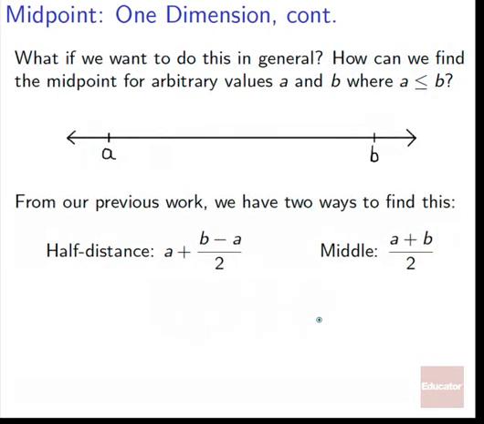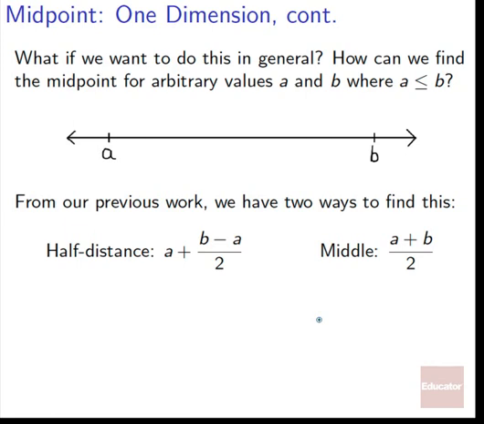All right. At this point, we could maybe look at this in general. Let's say somebody hands us two points, A and B, and guarantees that A comes before B, that A is less than or equal to B. We've got this order that A will come before B or maybe on top of B. We don't know what they are, but we still want to be able to talk about the midpoint.